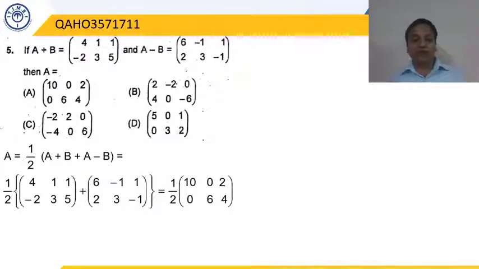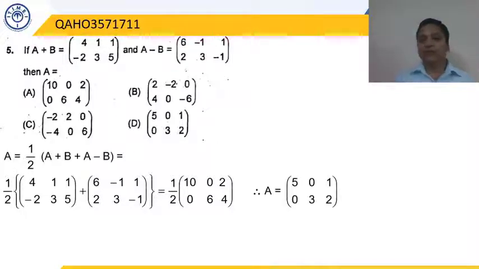But 1 by 2 is there on the outside of the matrix. So what we have got now is twice A. When divided by 2, we'll be getting the value of A. Now we have to divide every element of this 2 by 3 matrix to get the value of A. So 10 by 2 becomes 5. 0 by 2 becomes 0. 2 by 2 becomes 1. 0 by 2 is 0. 6 by 2 is 3. 4 by 2 is 2.